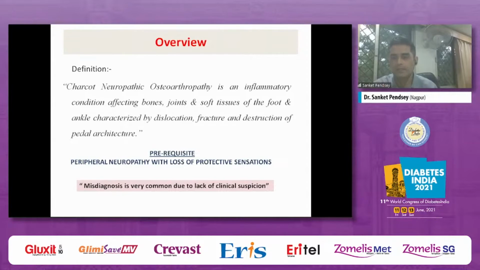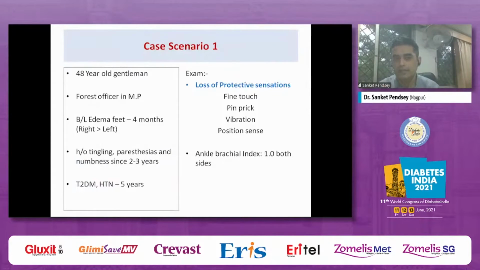I will be presenting 4 brief snapshot cases, primarily focusing on having a high index of clinical suspicion for Charcot foot and detecting this condition as early as possible. The first case is of a 48-year-old gentleman, a forest officer in Madhya Pradesh, presenting with bilateral edema of the feet for 4 months, more on the right as compared to the left.